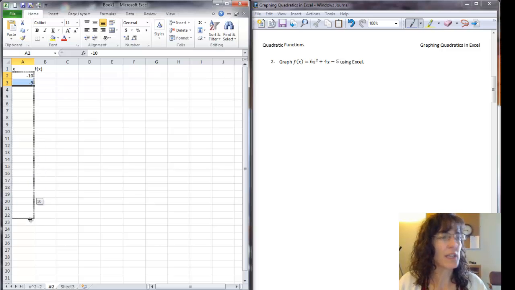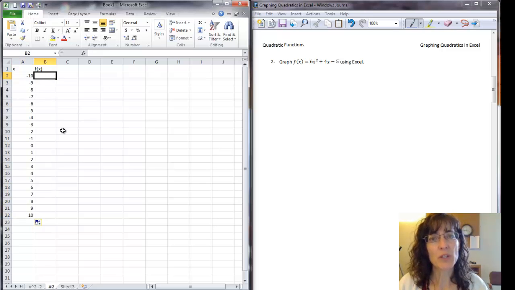I'm watching until I get to 10 so that I have sort of the same amount of numbers on either side of 0. And I may find out that I want to adjust that, but for now that's a good starting point. And then I want to use this function. So first thing, I have to tell Excel I'm going to calculate, so I put in an equals to tell it this is a function you have to calculate.